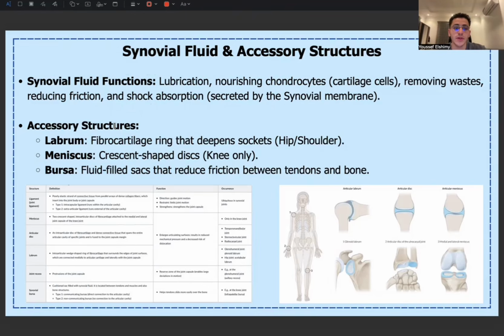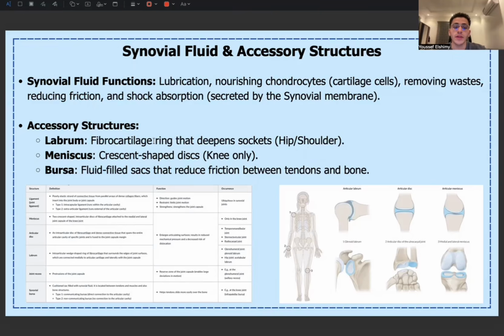Then we have some accessory structures. The doctor had a whole slide, but he didn't stress that much. But I would like to stress three things. We have the labrum, which is the fibrocartilage ring that deepens the sockets, especially the hip and the shoulder. The hip and the shoulder are a bit shallow, so in order to make these joints even deeper, we have a labrum.